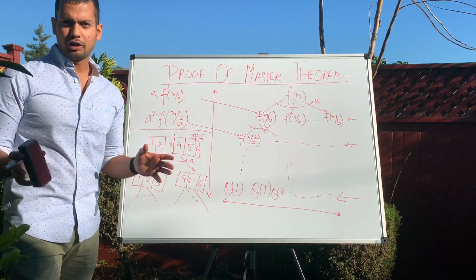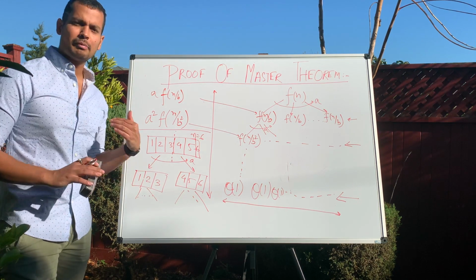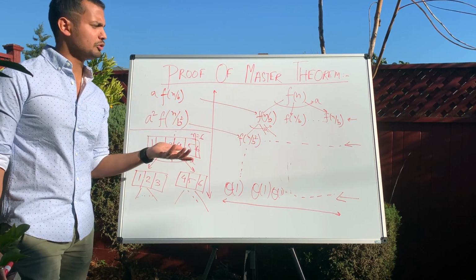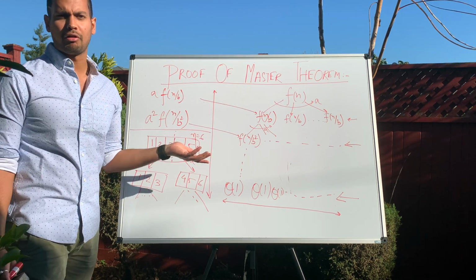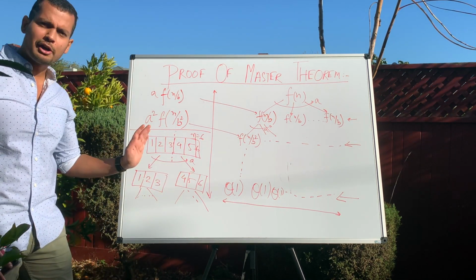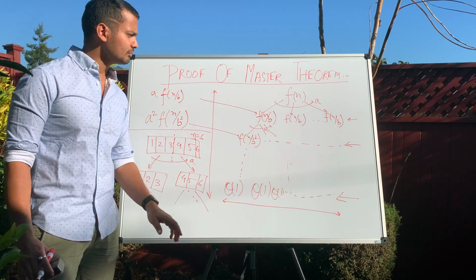It may not be clear right now. It will become more clear as we go to the proof and as we see questions regarding master theorem in the future. But this is the general concept: how many parts you divide into, and where you divide. That stands for A and B.